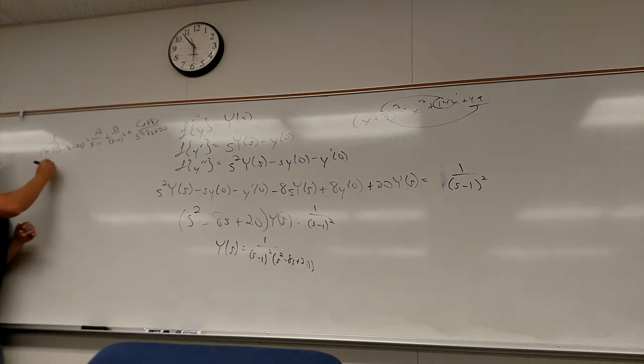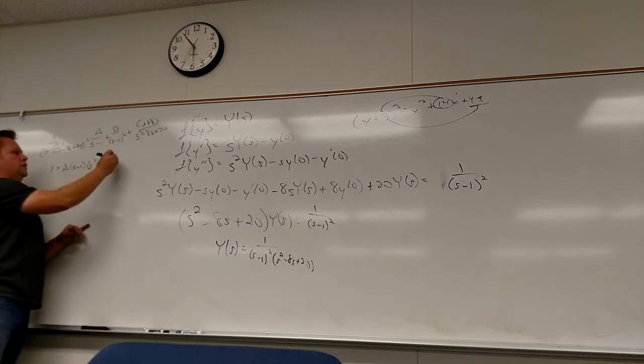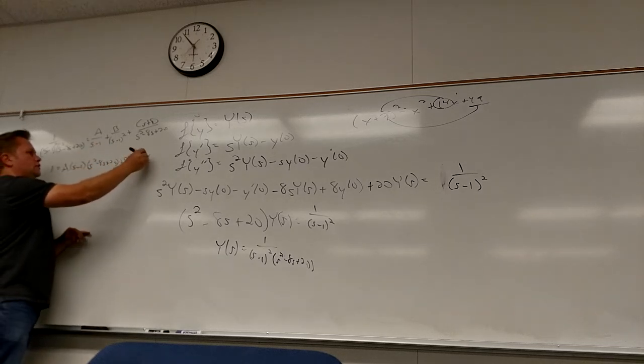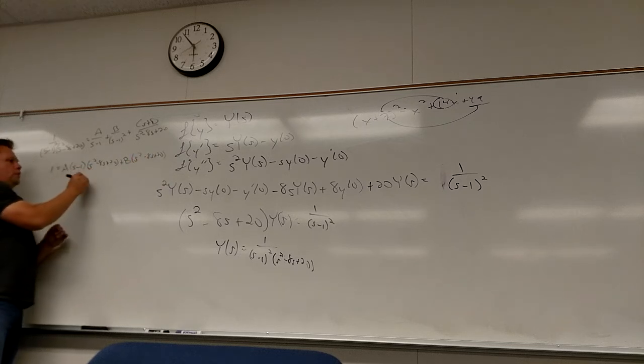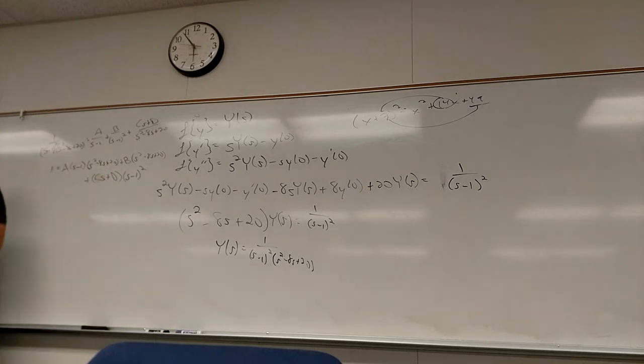So I get 1 equals A times (s minus 1) times (s squared minus 8s plus 20), plus B times (s squared minus 8s plus 20), plus (Cs plus D) times (s minus 1) squared. Hopefully right now, whatever they already have, they pick up the other factors. You have to actually multiply by the s. And now, what would I do? Plug in values for s.